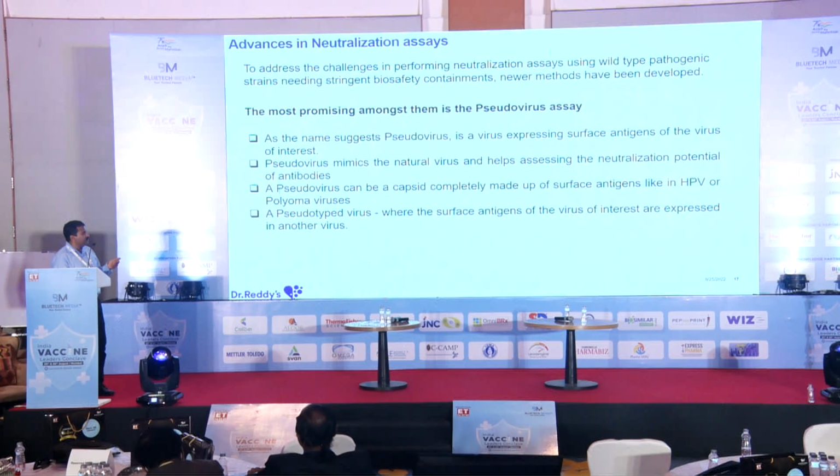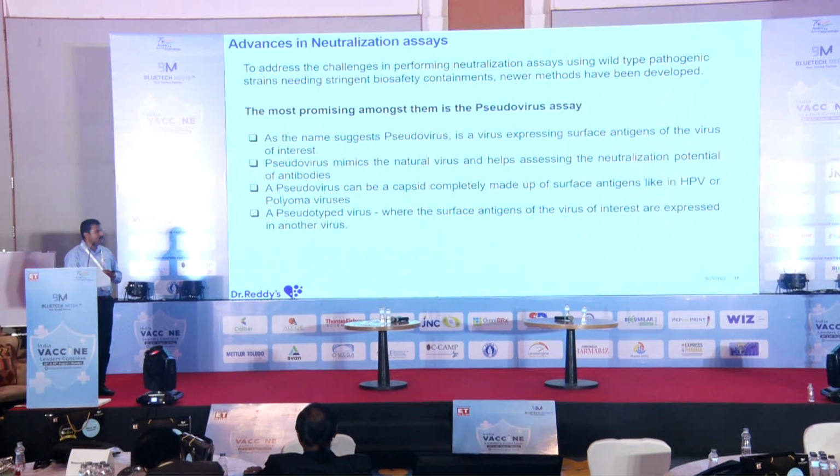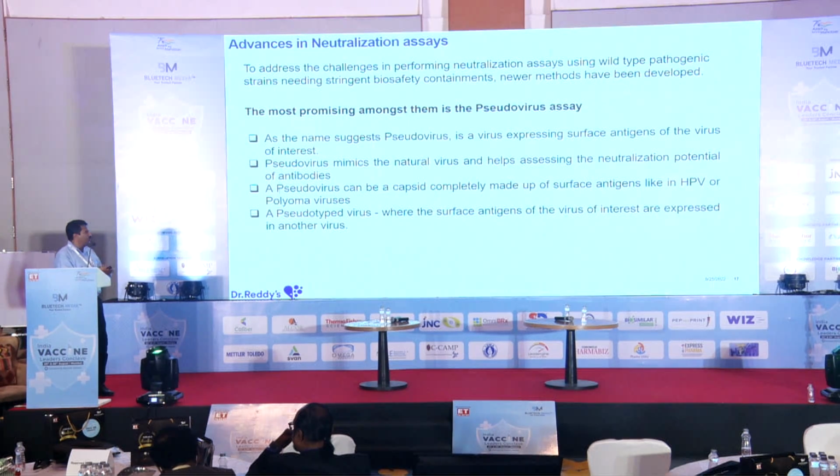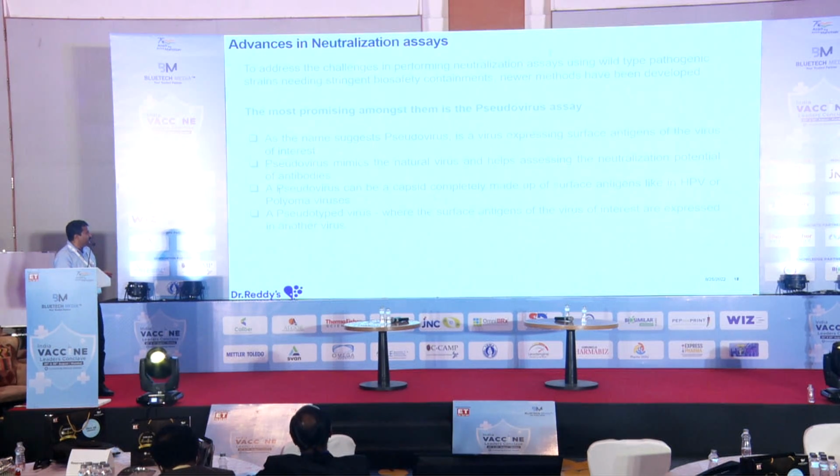Now, a pseudovirus can be a capsid completely made up of surface antigens, like in the case of HPV or polyomavirus, because the pseudoviruses of these viruses are completely made up of the same proteins. In the case of HPV, it is all L1 and L2 proteins. And pseudo-typed virus is another type of pseudovirus where the surface antigens of one virus are expressed onto another virus. Say, for example, for SARS-CoV-2, we have used lentivirus systems to generate pseudo-typed virus.